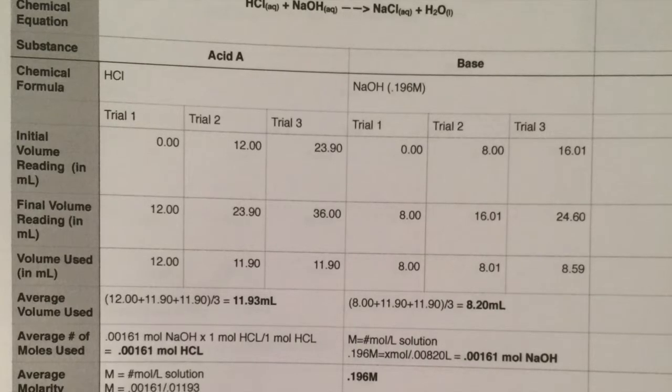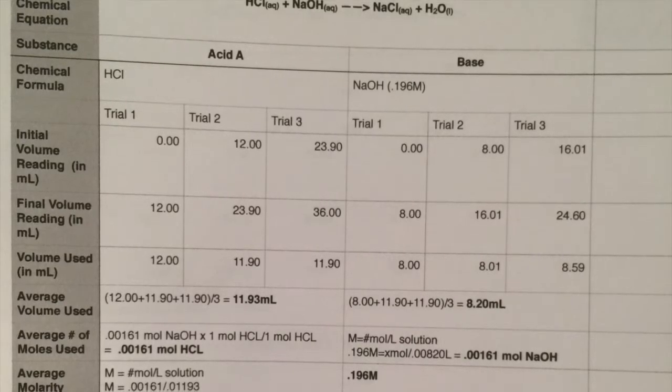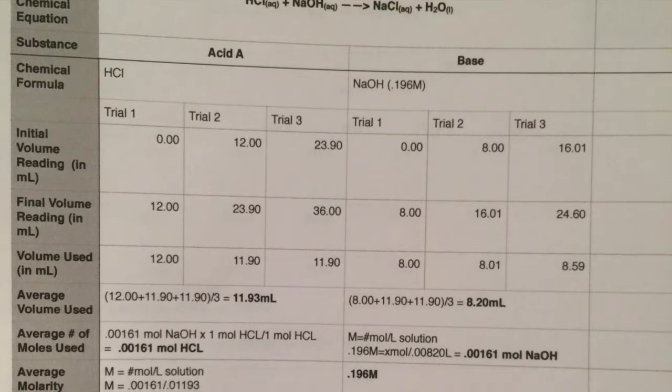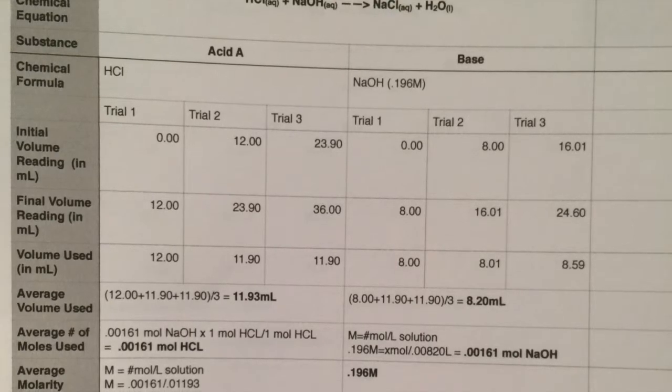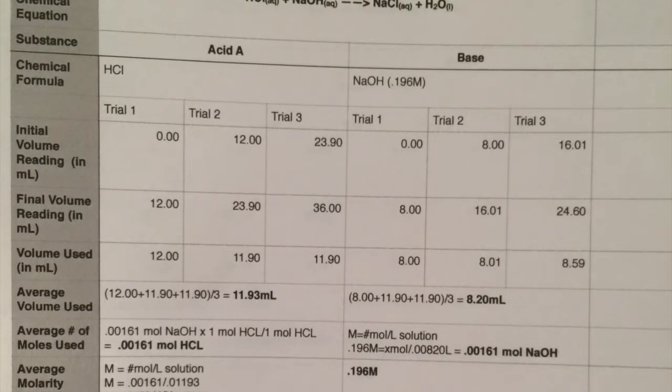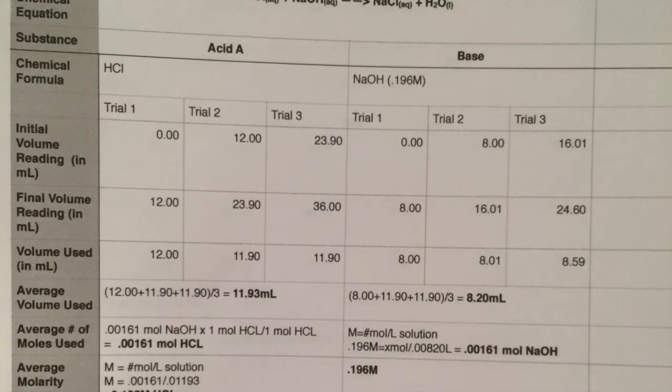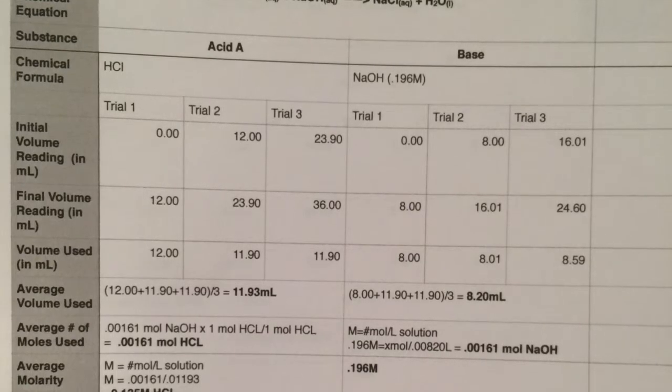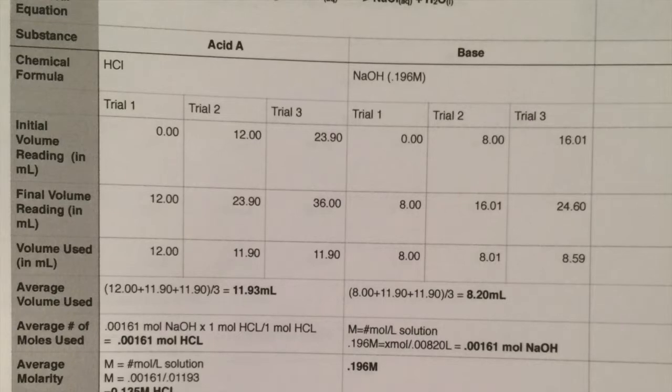This was done by summing the volume used in trials 1, 2, and 3 and dividing by 3 to find the average. The average volume used for acid A was 11.93 milliliters, and the average volume used for the base was 8.20 milliliters.